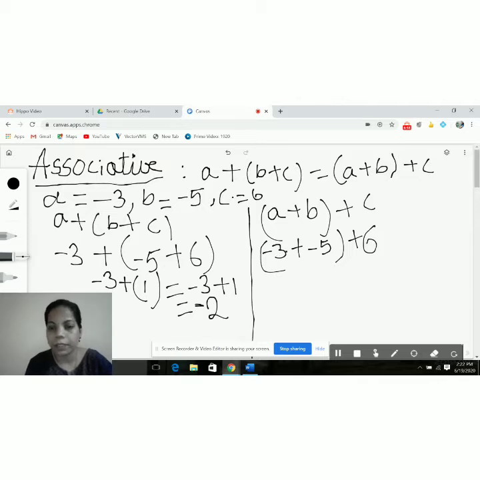So two negative integers I have to add. So what we have to do? We have to add them with negative sign. 3 plus 5 is 8 and negative sign plus 6. One negative integer and one positive integer again. So we have to subtract first. So 8 minus 6 is 2. What is the sign of greatest number here? Minus, right? So minus sign. So we have proved a plus b plus c is equal to a plus b plus c. Here we got minus 2 and minus 2 in both LHS and RHS.